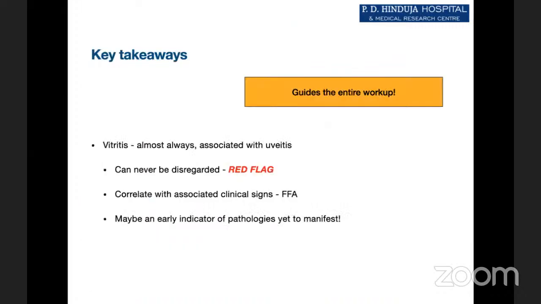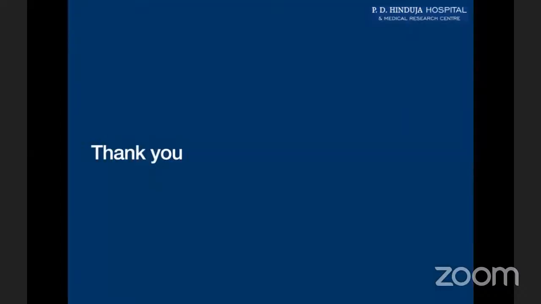Key takeaway: vitritis guides the entire patient evaluation. It is almost always associated with uveitis. It can never be ignored. The red flags have to correlate vitritis with the clinical signs. Angiography is again a very important thing, and vitritis may be an early sign for these conditions to manifest.